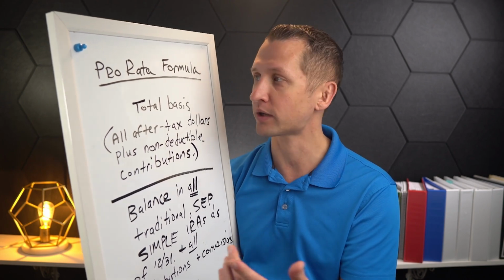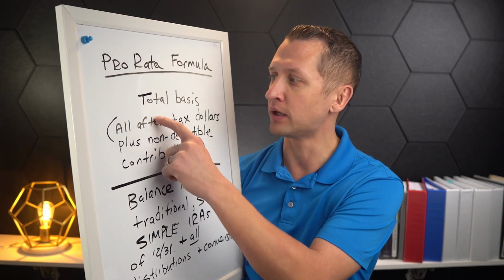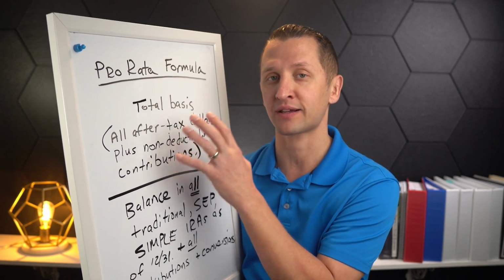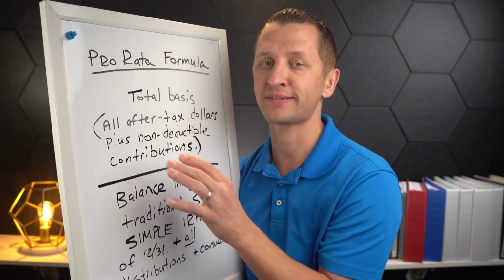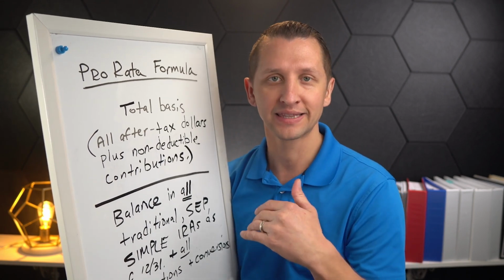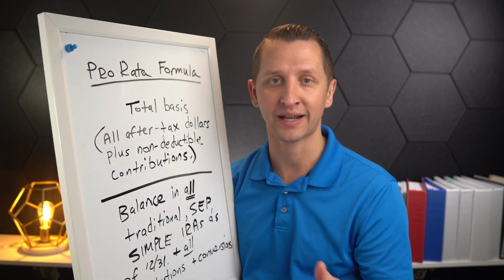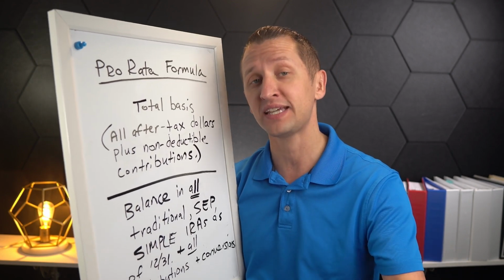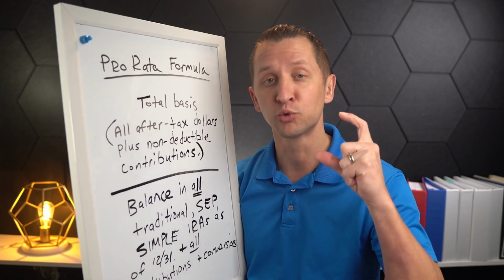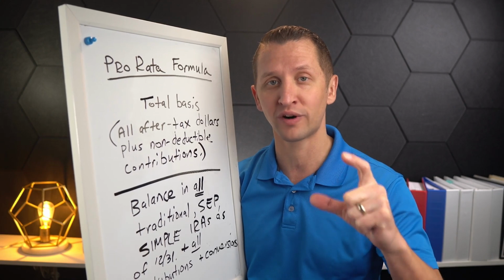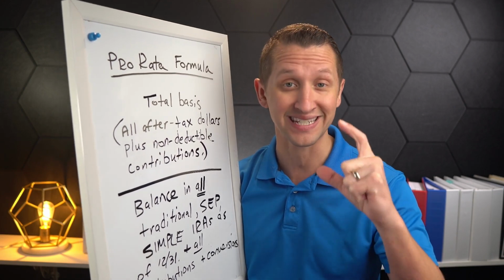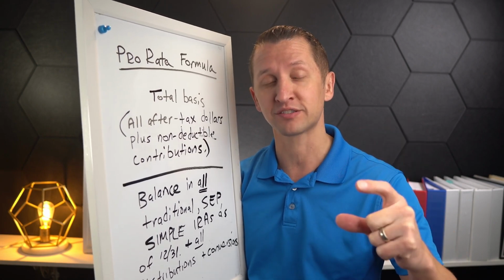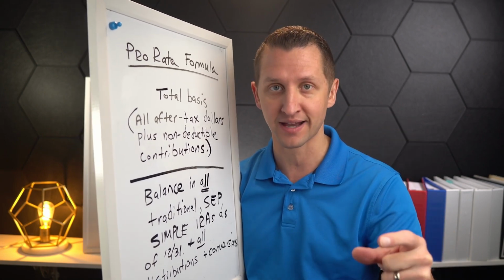So here's how the formula works. The Pro Rata Rule formula starts with the total basis. These are all of our after-tax dollars. Now, to understand basis, let me give you a quick example. Let's say that you bought a stock outside of your retirement plans for, say, $10. It grows to $15 and then you sell it. The original $10 that you bought it for, that is your basis because it's not taxable. The $5, that is the growth, and that will be subject to capital gains taxes.